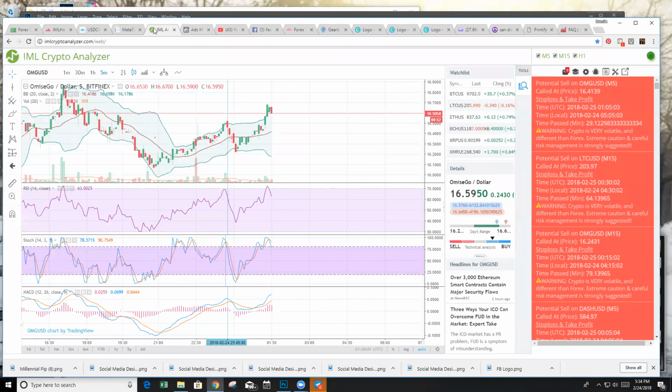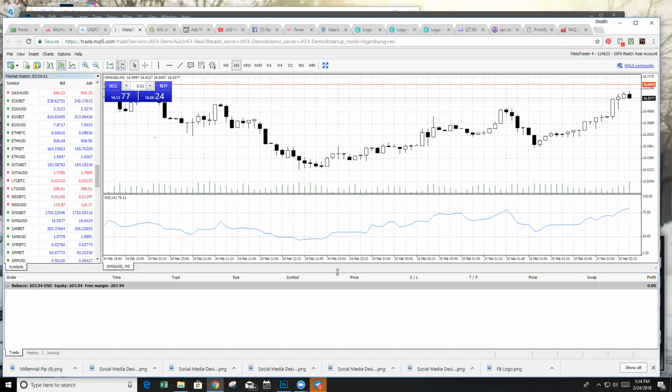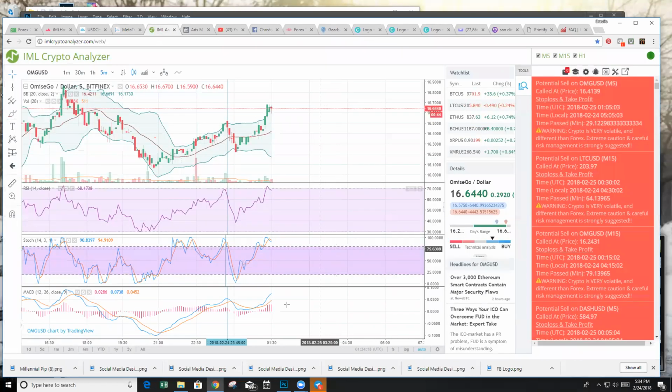If you guys can please mute your mics if you don't have any questions. But yeah, this one looks pretty good actually. Let me see. I'm waiting for this next candle to close. So we got 1 minute.